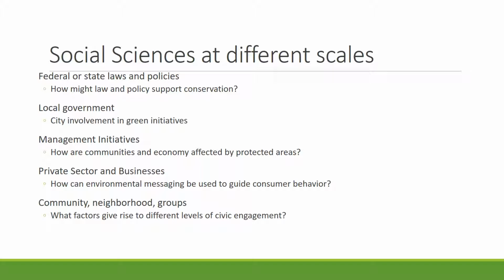Social scientists might also look at the private sector and business scale. They might ask the question, how can environmental messaging be used to guide consumer behavior? Lastly, the social sciences might look at the community, neighborhood, and group scale, assessing what factors give rise to different levels of civic engagement.